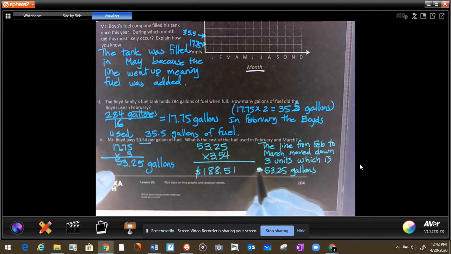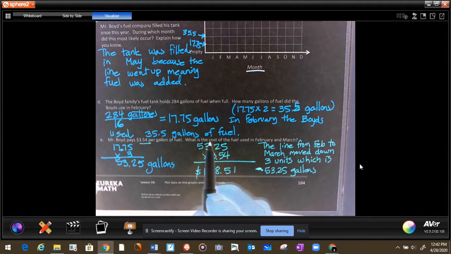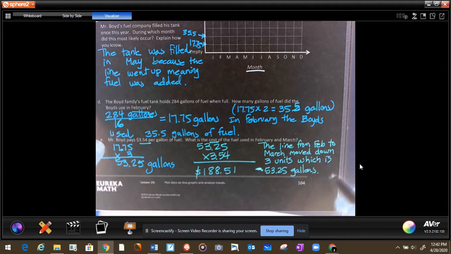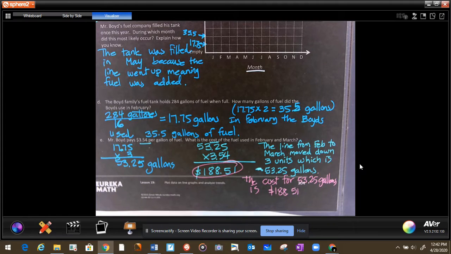Okay, so these are gallons. Now, did we find the answer? Did we look at the cost? We haven't gotten the cost. This is the cost. I'm going to write it here. The cost for 53.25 gallons of fuel is, and it's right here, $188.51.